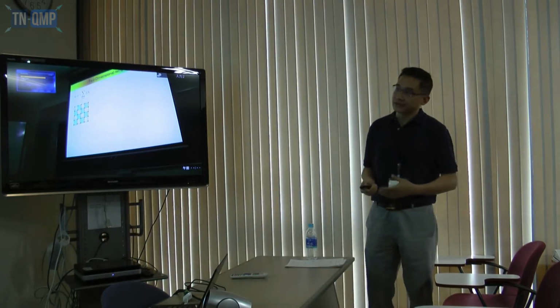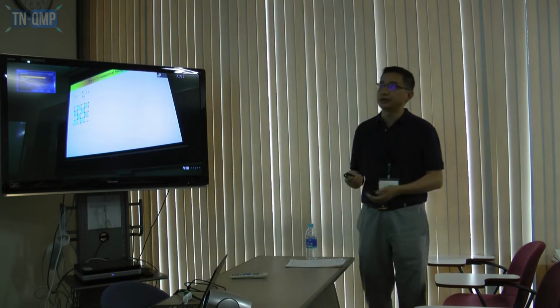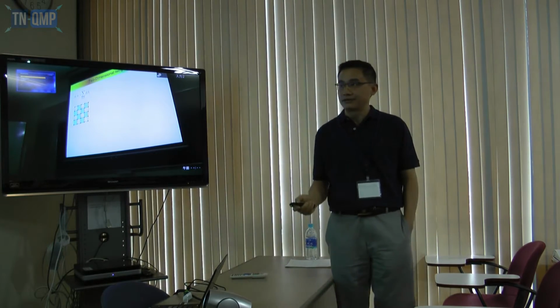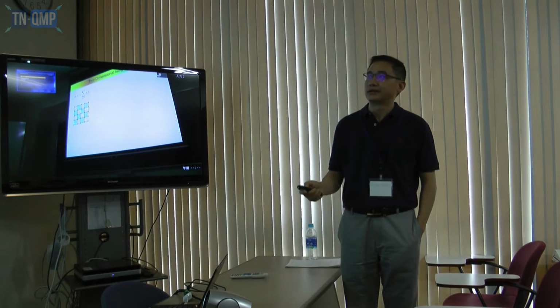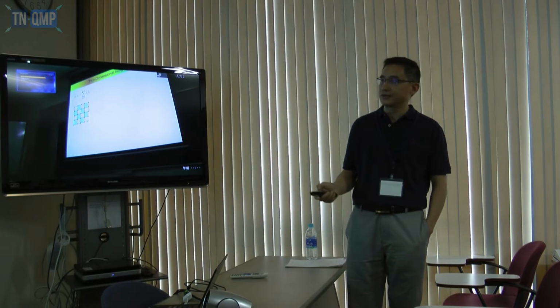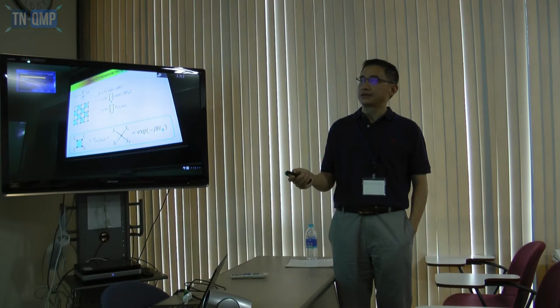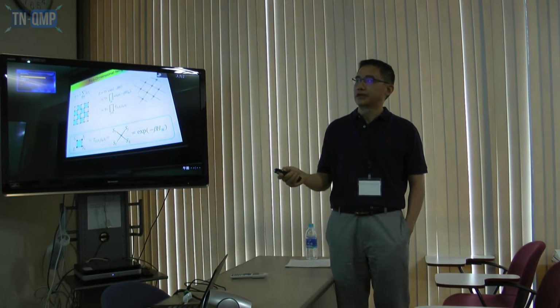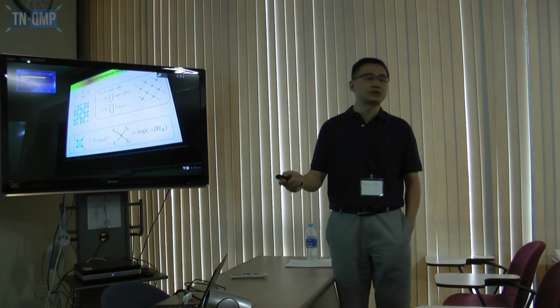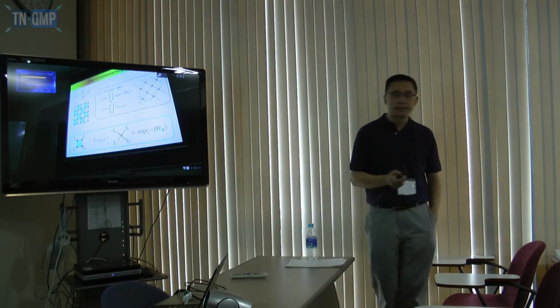Then in 2D, this can be done similarly. This is a very simple square lattice. Then the partition function is defined on the square lattice. Then we can express this partition function as a product of the Boltzmann weight of each blue square. Okay.